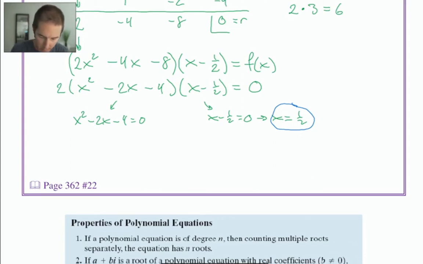So I'm going to add 4 to both sides. And then I'm going to take the -2. I'm going to divide it by 2, which is -1. And then I'm going to square that, which gives me a +1. And then I'm going to add 1 to both sides of my equation. So I'm going to put in a +1 in a different color there. And if I add 1 to the left-hand side, I have to add 1 to the right-hand side.